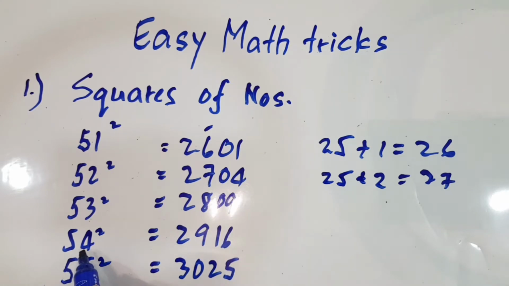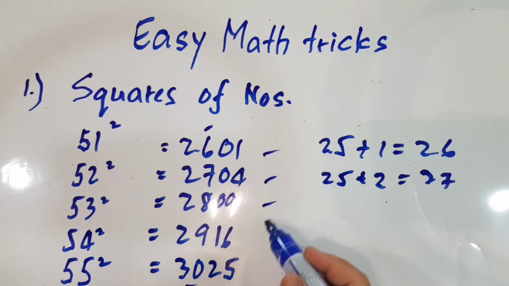Now we come to 54 squared. 5 times 5 is equal to 25, plus 4 is equal to 29. 4 times 4 is equal to 16, so you write here 16. 55 squared: 5 times 5 is equal to 25, plus 5 is equal to 30. So I write here 30. And 5 squared, or 5 times 5, is equal to 25. So these are the answers for this.